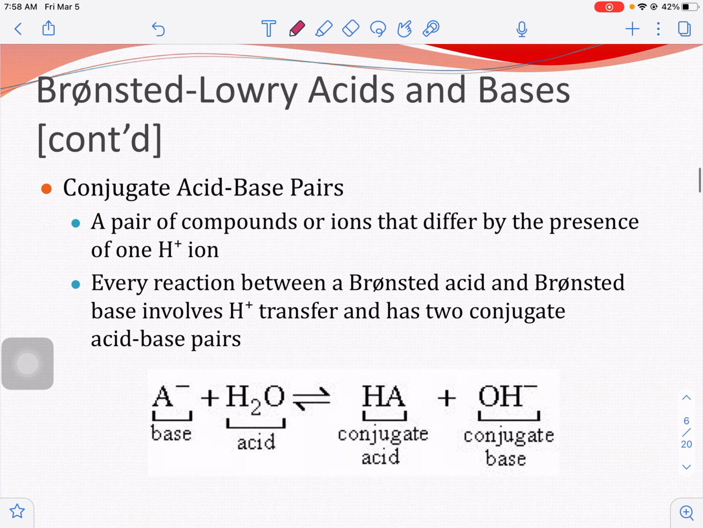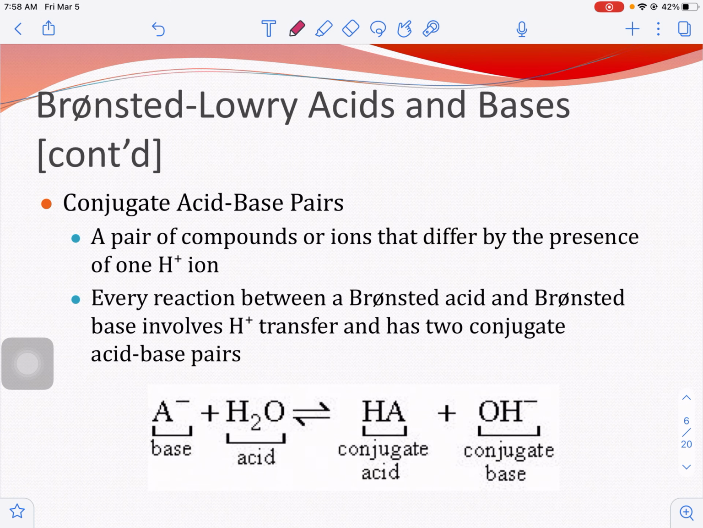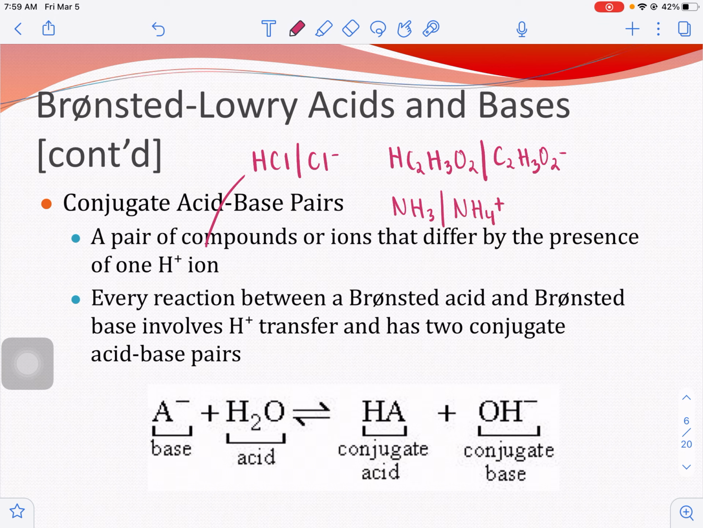And last little review, and I feel like we did this back in unit 4, but I want to make sure we talk about the words and the vocabulary. So you've got what we call conjugate acid-base pairs, and they're pairs of compounds or ions, and they're just different by an H+. So like HCl would be the acid, its base pair would be Cl minus. You could have acetic acid, and its conjugate base would be acetate. You can have a base, so ammonia, and its conjugate acid would be NH4+. So you've got differing by just an H+.